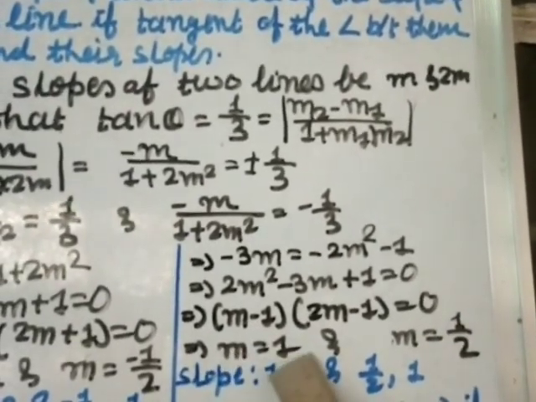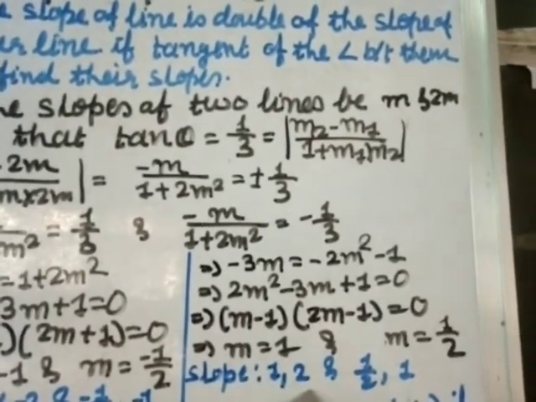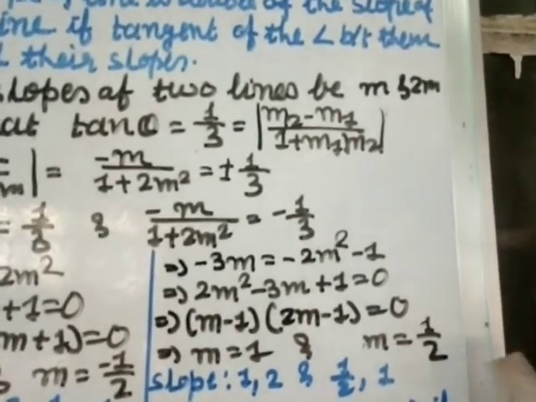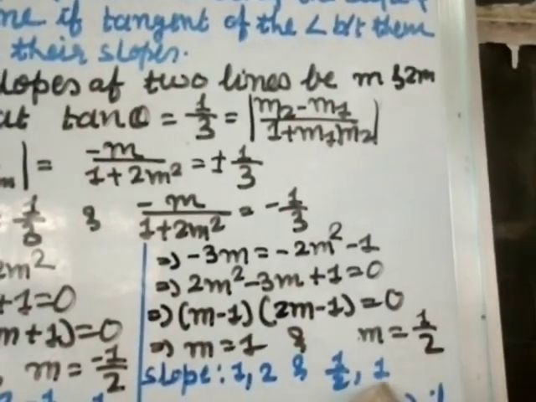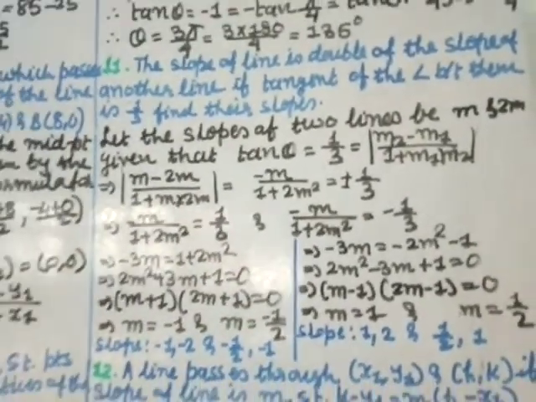So if m is equal to 1, then the slope of the other line will be 2 into m, that is 2. And if the slope is 1 by 2, then the slope of the other line is double of this. So into 2, it gives you 1. Okay, so you get the 4 slopes according to the value of m.